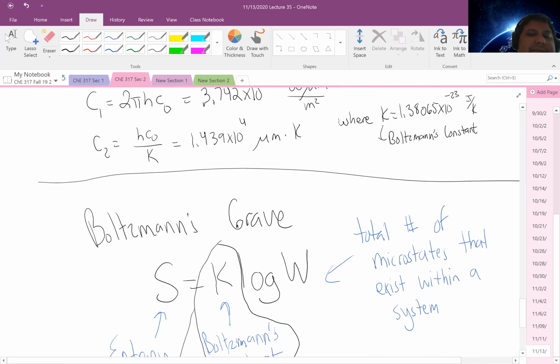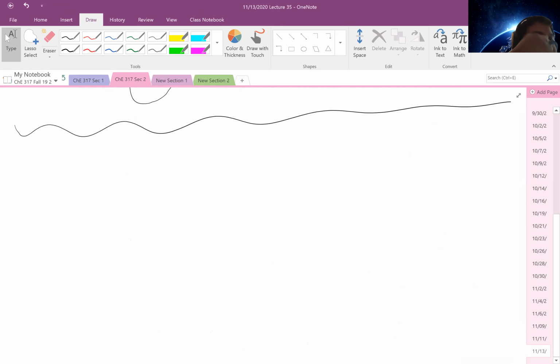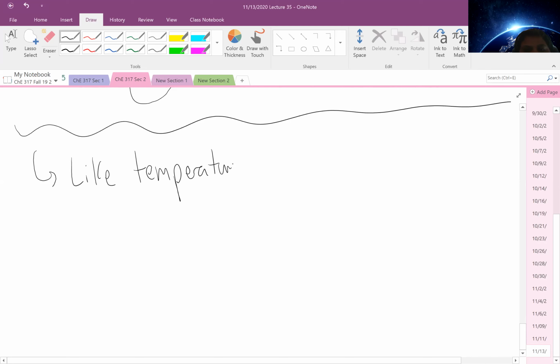And so application of Planck's law leads us to a slew of implications associated with what we know about thermal radiation. The first one that we said is, like temperature, the emission of radiation is going to be a function of the wavelength emitted.